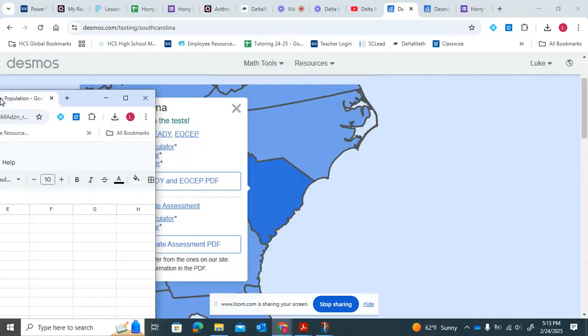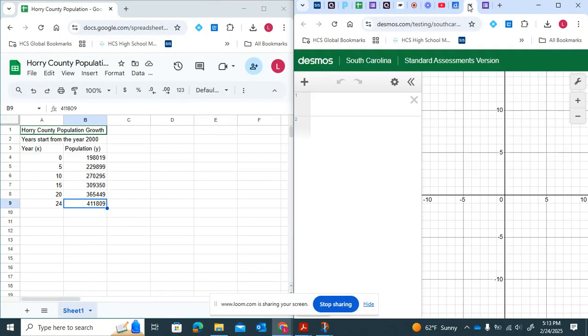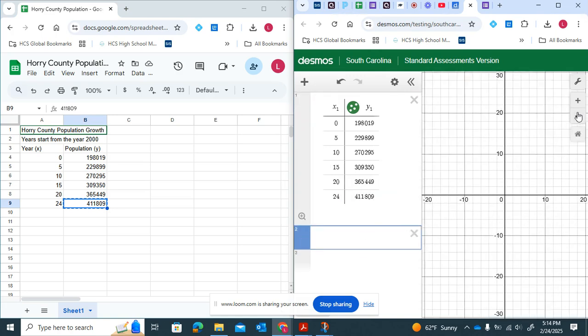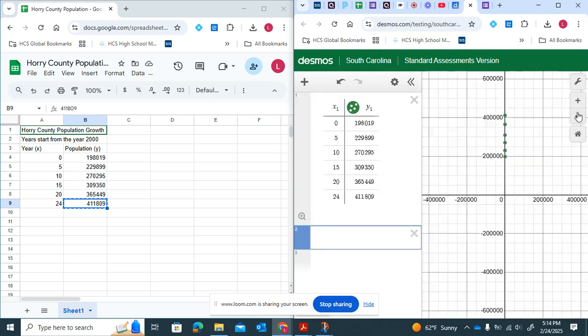So the very first thing I'm going to do is split my screen, and I'm going to type in, plus table, and I'm going to do 0, 5, 10, 15, 20, and then 24. And then I'm pretty sure you could copy and paste. I'm going to copy and paste. So I'm just doing Control C, Control V.